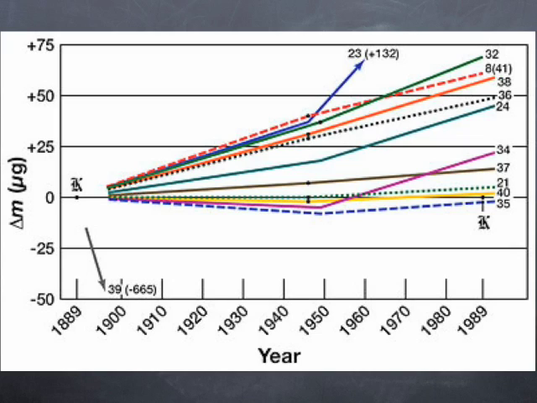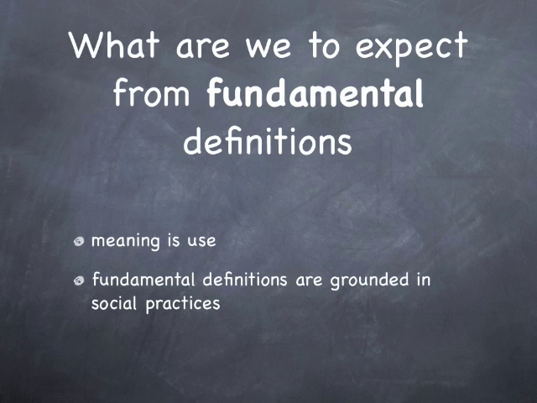The difference here, if you compare the heaviest one with the lightest one, is about equivalent to the weight of 2 grains of salt, to give you some sort of intuitive grasp of what the weight difference is. So it's got problems, and they're looking at various ways of replacing it. Okay, so just to sum up, what the hell are we to expect from these very fundamental definitions anyway? Meaning is use is a good slogan.